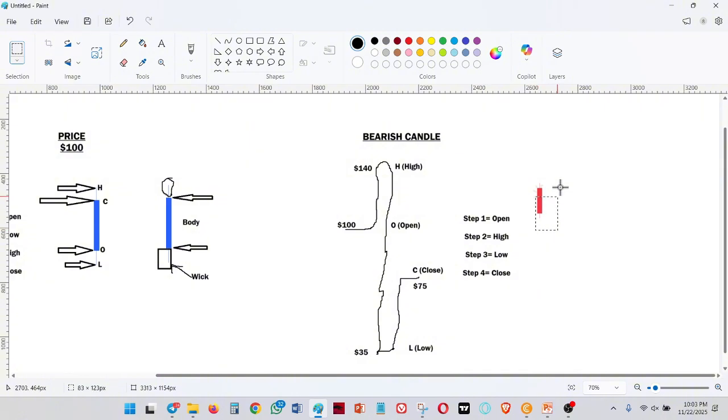So if you take a good look at it, the same thing you have here is the same thing you have here. You have the wick, you have the body, you have the open up here and the close down here. Now here it is. I'm going to pick this. This is what this price here. Sorry, I think I should expand this candle.